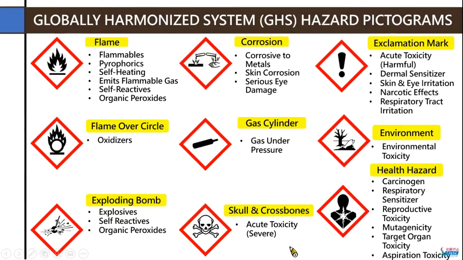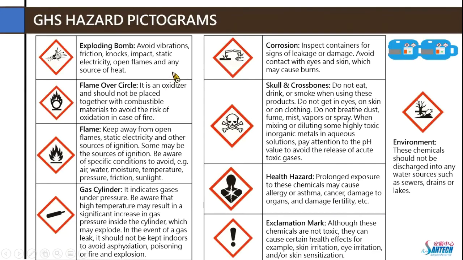When in use of chemicals, you must first understand these 9 hazard pictograms. The exploding bomb means to avoid vibration, friction, knocks, impact, static electricity, open flames, and any source of heat. And for the flame over circle, it is an oxidizer and should not be placed together with combustible materials to avoid the risk of oxidation in case of fire. Keep away from open flames, static electricity, and other source of ignition.